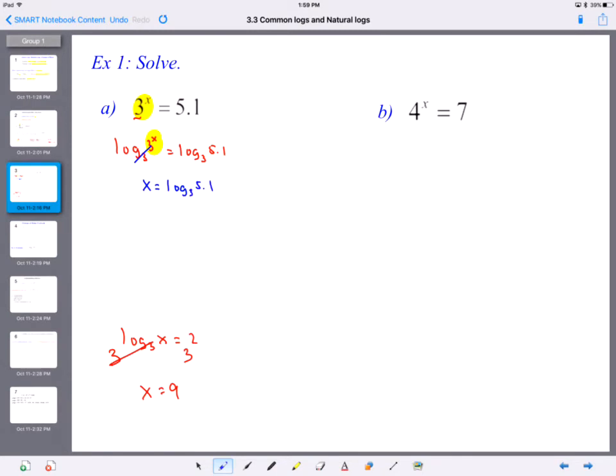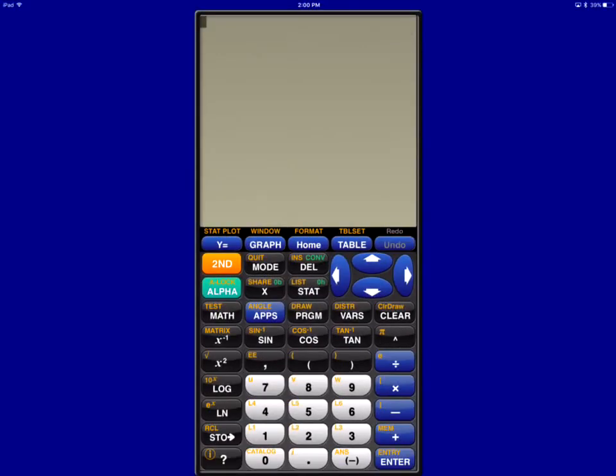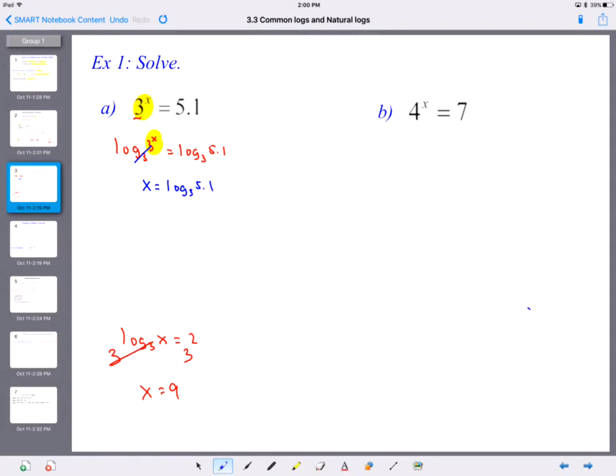How do we approximate that? I'm going to get back to this question because right now we don't have base 3 on our calculators. We have logarithms, which are base 10, and we have natural logs, which are base e. So we don't have base 2, 3, and so on. So we'll come back to that in just a minute.